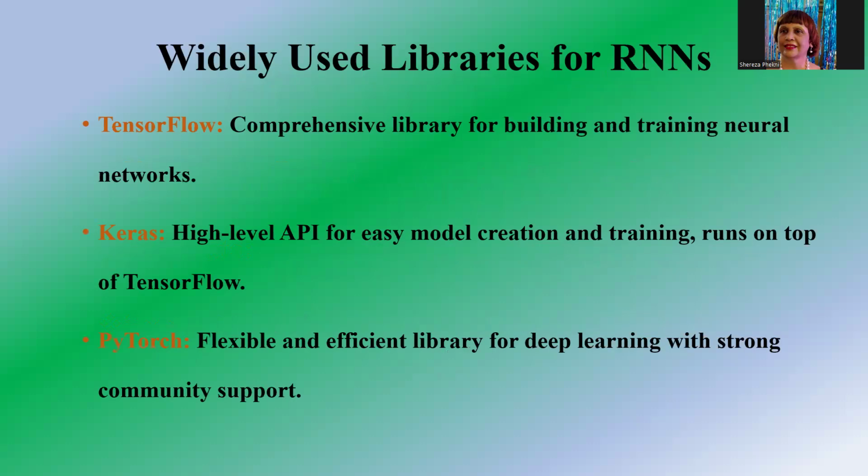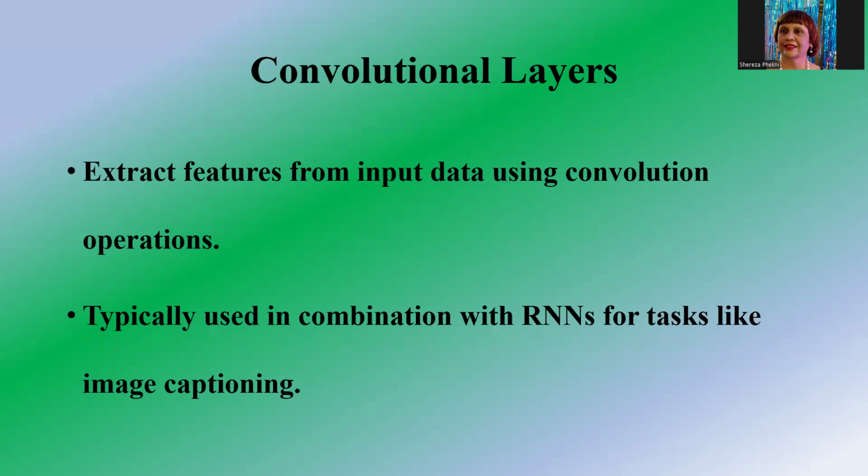The widely used libraries for RNNs are TensorFlow and Keras, as both provide high-level APIs for building RNNs, including popular variations like long short-term memory and gated recurrent units. PyTorch is another popular deep learning library that offers flexibility in designing and training RNNs.